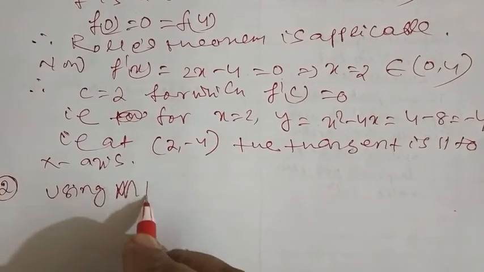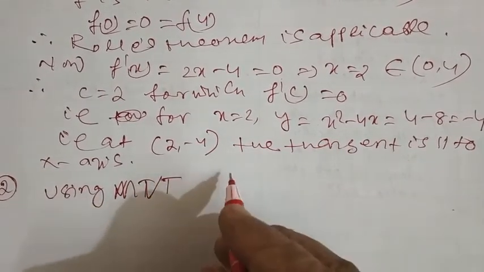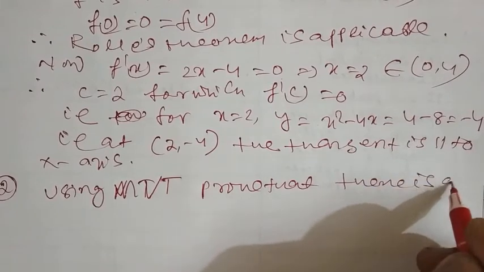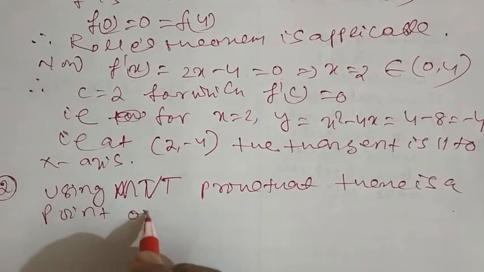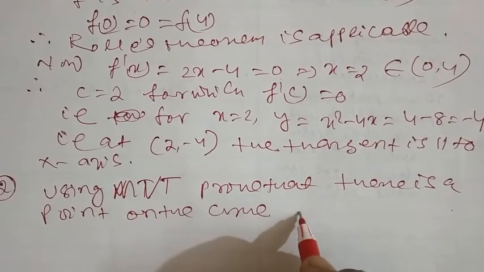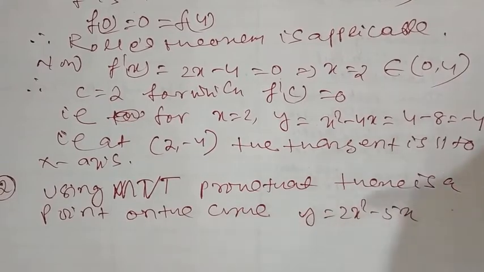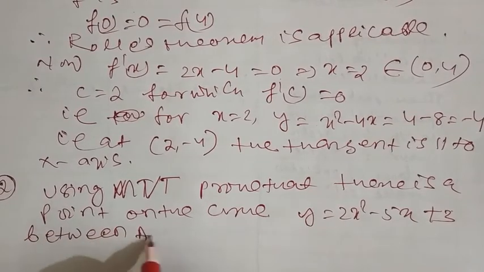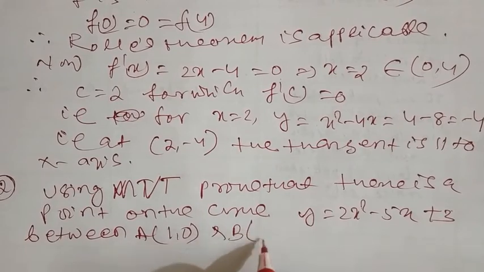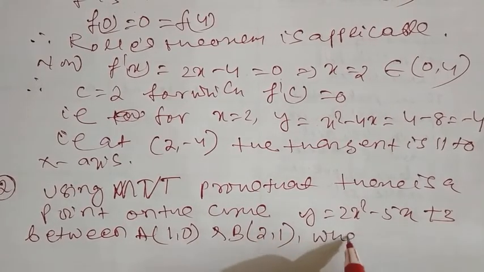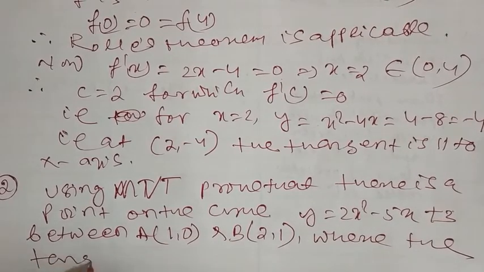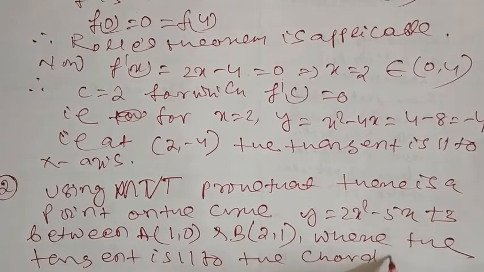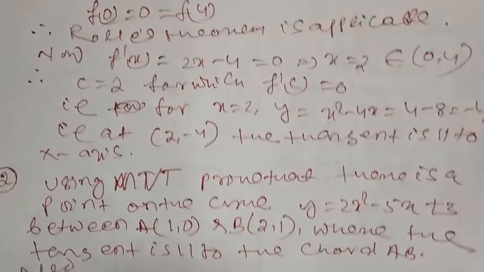Using MVT, mean value theorem, prove that there is a point on the curve y equal to 2x square minus 5x plus 3 between A(1, 0) and B(2, 1), where the tangent is parallel to the chord AB. Also, find that point.